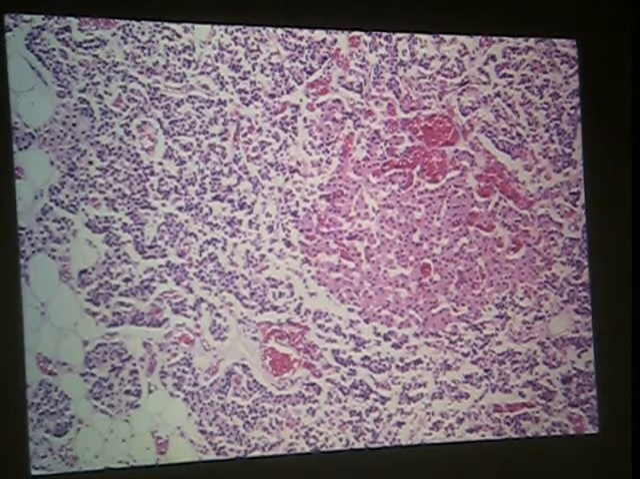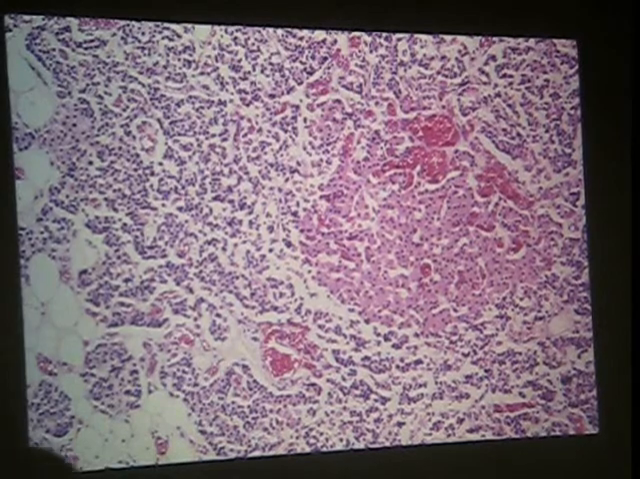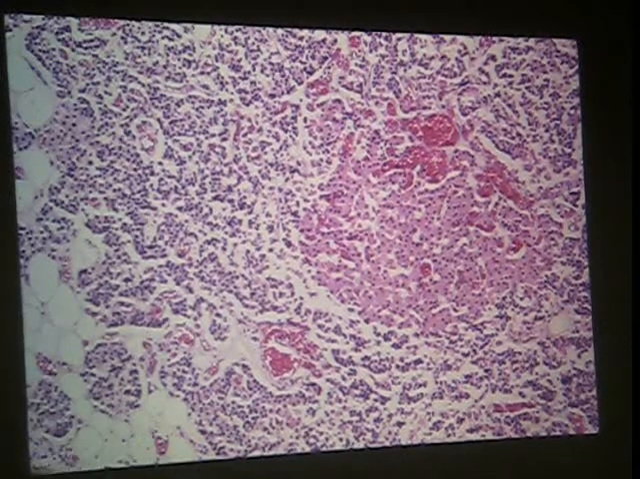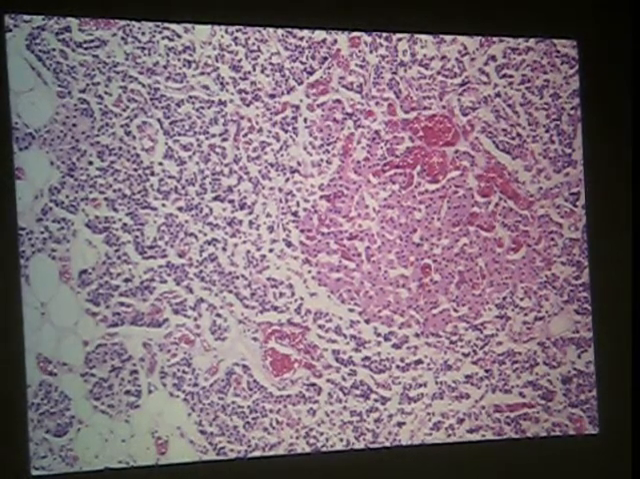You've got abundant eosinophilic cytoplasm. The chief cells, cytoplasm doesn't stain well, and they're the ones that crank out what? Parathyroid hormone or PTH. Good. Again, what do calcitonin and parathyroid do? They're antagonistic. Keep that in mind.